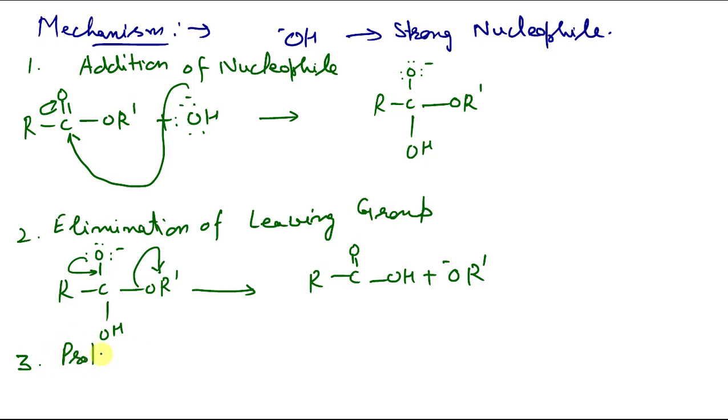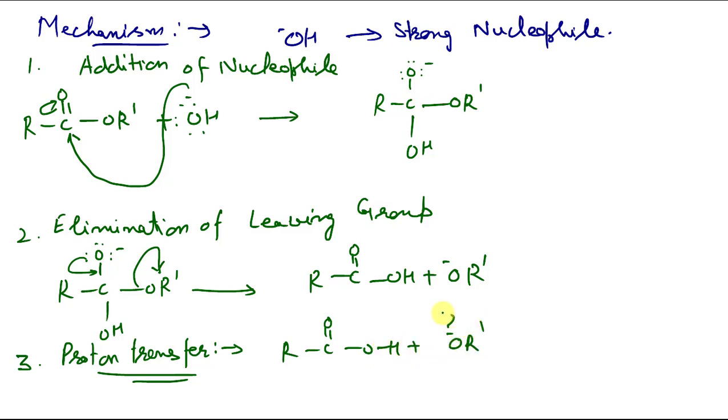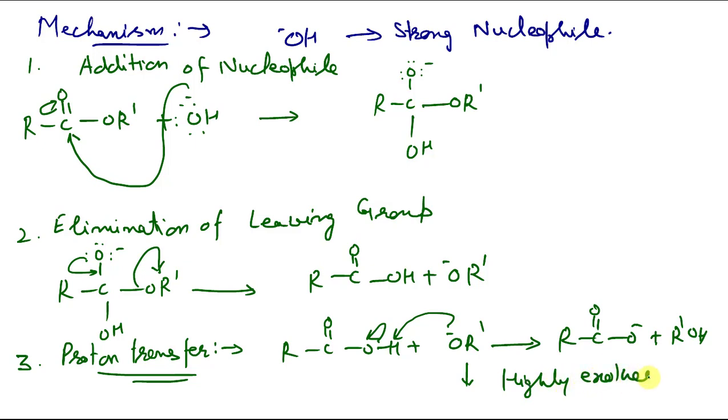That is the highly exothermic step, which makes this reaction highly irreversible. So what happens, this carboxylic acid we can write like this. This alkoxide ion abstracts a proton from here, so it is a highly exothermic step. We get a carboxylate ion plus alcohol. This is a highly exothermic reaction. The reason being that these carboxylate ions are more stable than these alkoxide ions.